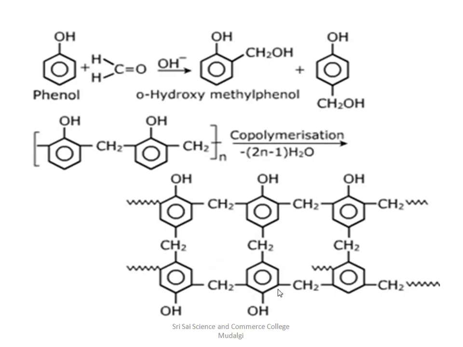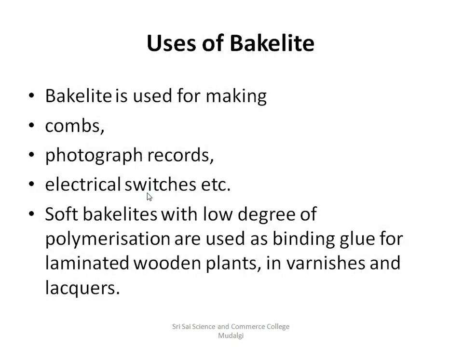So here methylene groups are joined together between the two groups, or it is a bridge between the two groups, right? So hence it forms what is called Bakelite or phenol formaldehyde polymer. Now, what are the uses of this Bakelite? Bakelite is used for making combs, photograph records, electrical switches, etc.